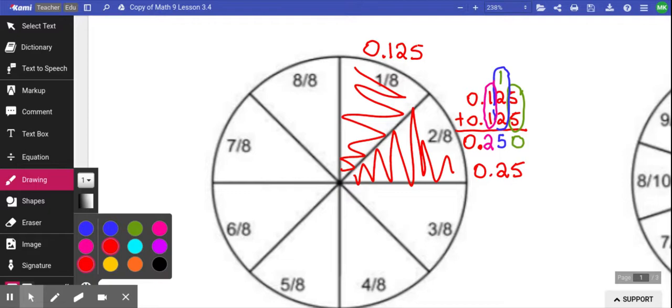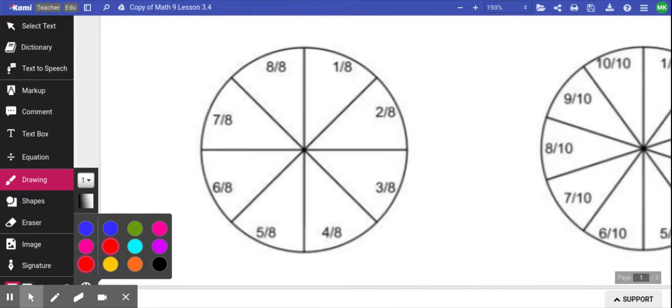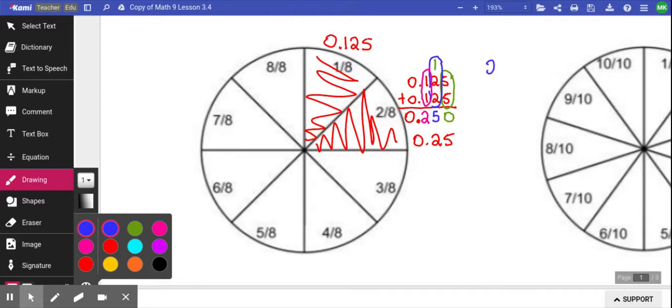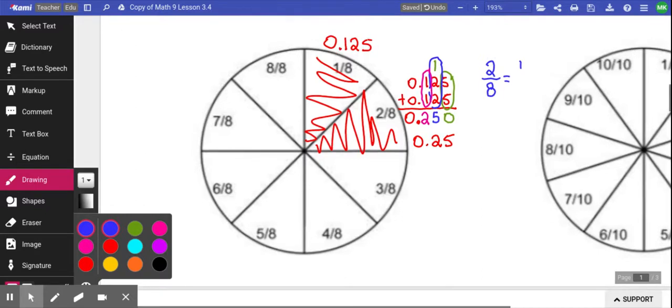If I was to do 2/8 myself, and you actually said, hey, Mr. Kennedy, what does 2/8 equal? I wouldn't do 0.125 plus 0.125. Instead, what I would do is I would take 2/8 and I would reduce it. What could both those numbers be divided by? 2. And it would become 1/4. And I know what 1/4 equals. It equals 0.25. So there will be ones that you can reduce, which makes it easier.